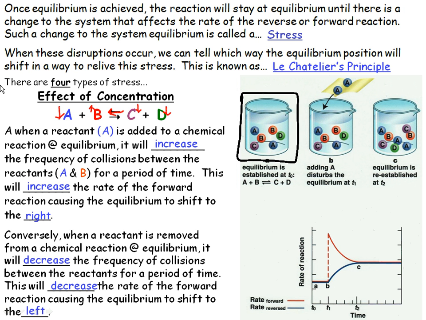So if I add A, it increases the frequency of collisions between A and B, causing the reaction to shift forward. If I remove A, then all of a sudden C and D are going to have a lot easier time finding each other inside of that container, and the reaction is going to shift towards the left. It's as simple as that. And I've got a couple of scenarios to maybe help you think about what is actually going to go on.